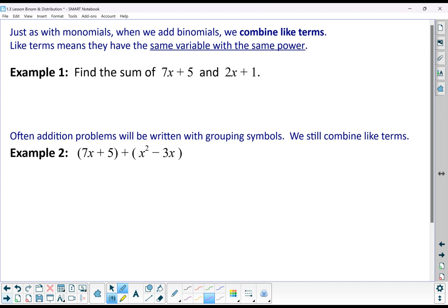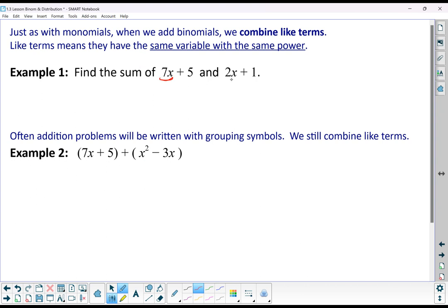Just as with monomials, when we add binomials, we combine like terms. Like terms, again, that means that they have the same variable with the same power. So if I want to find the sum of the binomial 7x plus 5 and the binomial 2x plus 1, if I want to add those together and find their sum, I think about what the like terms are.